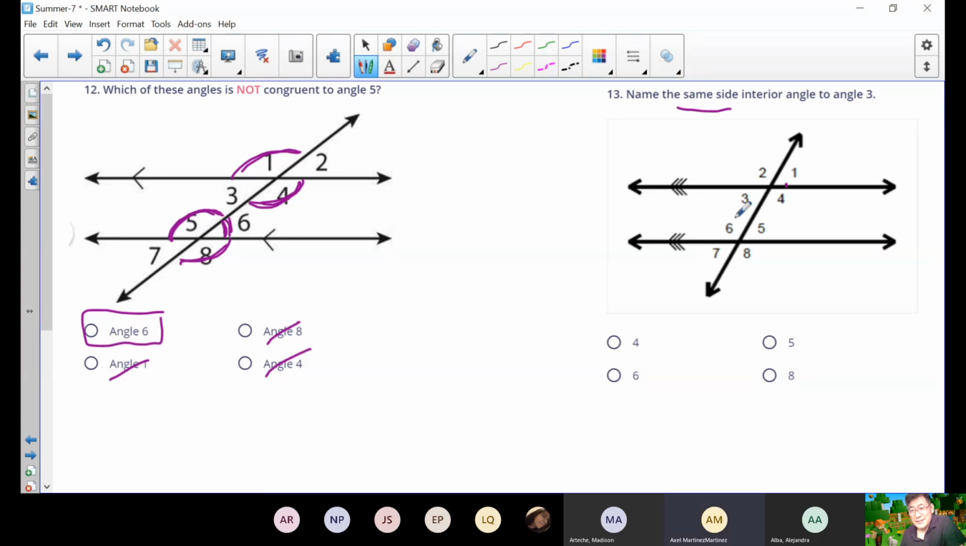Same side with the 3 and interior, which is what? When it's a 3, it should be what? 6. Same side. This is the exterior. Interior is what? 6. The answer is what? 6. Name same side interior. That's key. Same side interior. Same side with the 3. This is 2, 6, 7. And interior is 6, right? Inside of the line, right? This is inside, right? This is 6.